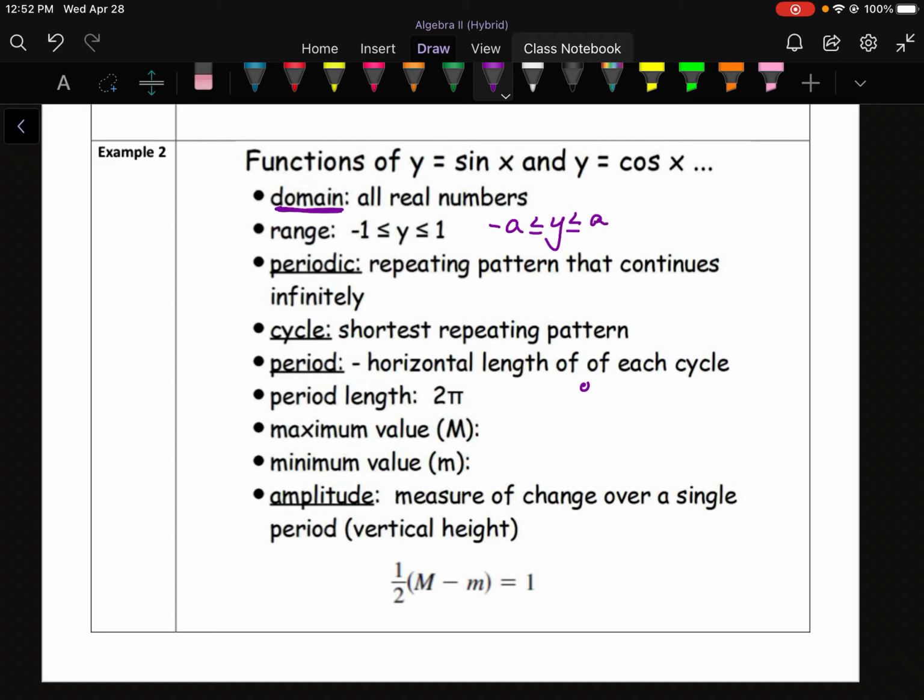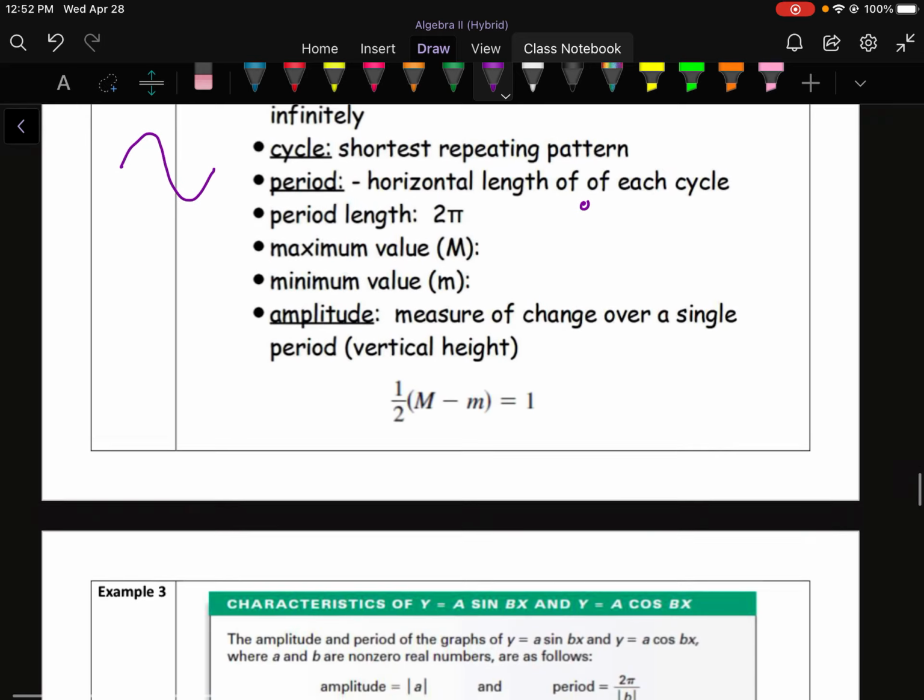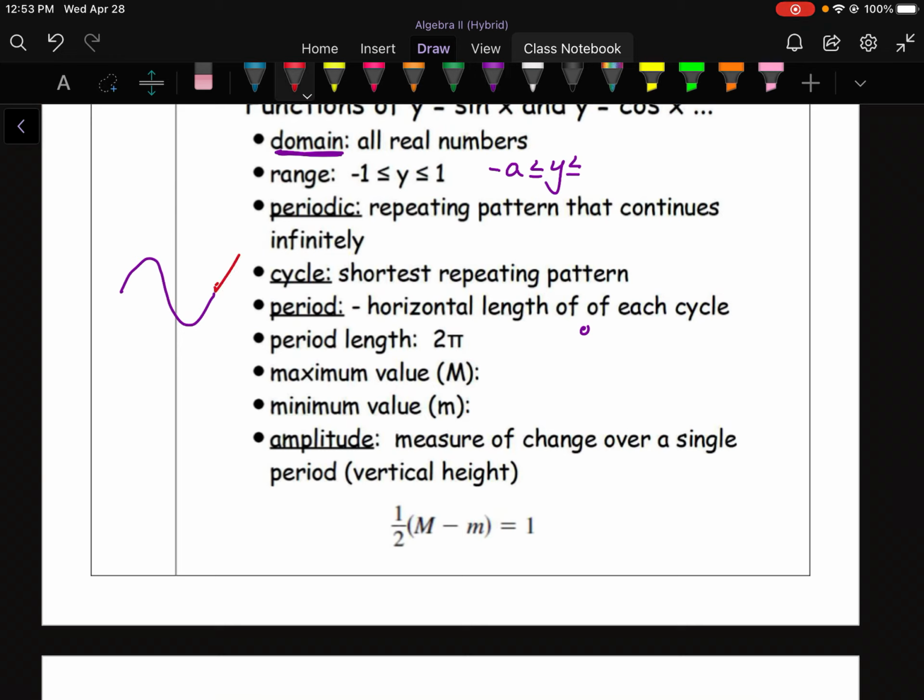Periodic is repeating patterns that continue indefinitely, because that's what sine and cosine functions are. They're just waves that continue on forever. A cycle is what we're going to be graphing. It's the shortest repeating pattern. So for example, sine goes like this, and then after that it starts to repeat itself.